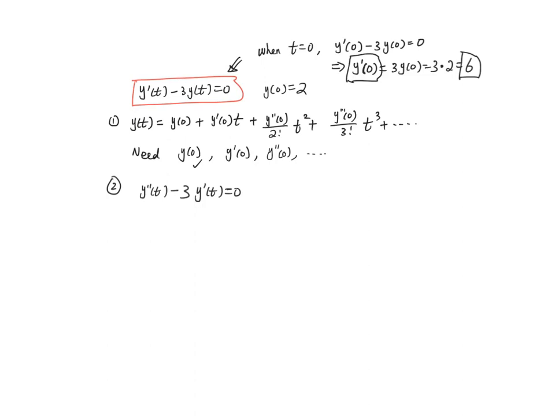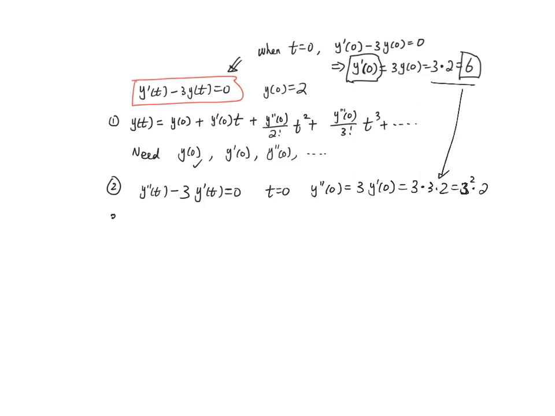So now we need to use that to find y double prime at 0, because when we plug in t equals 0, y double prime 0 is going to be 3 times y prime of 0, which is 3 times the previous one, which is right here. 3 times 3 times 2, which is 3 squared times 2, right? Okay, so this is what we know.